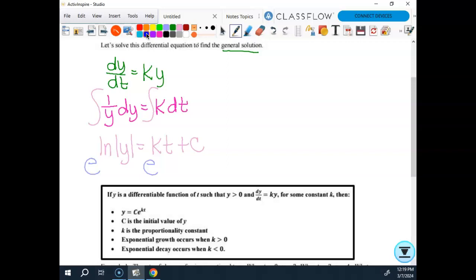Okay, so if I get here, since I need to get rid of my natural log, e becomes the base and these become the exponents. So on the left-hand side, e to the natural log of the absolute value of y is just going to become y. Over here, because I am adding in the exponents, I can make that into e to the kt times e to the c. And you could skip that step if you wanted to, because e to the c is still just some constant, so that in itself becomes c. And so I would get y equals c times e to the kt.